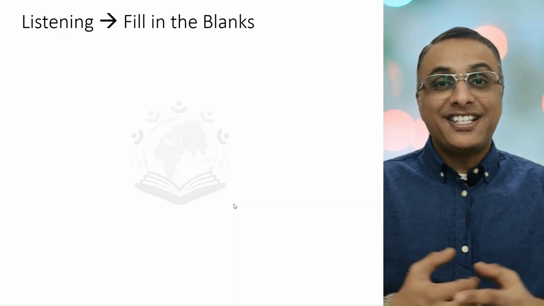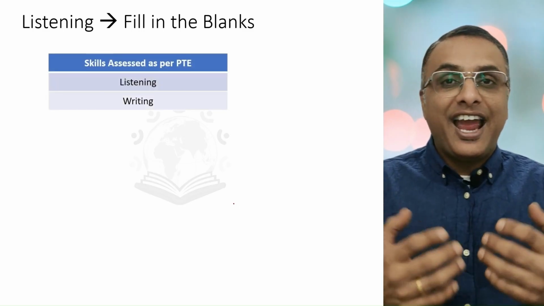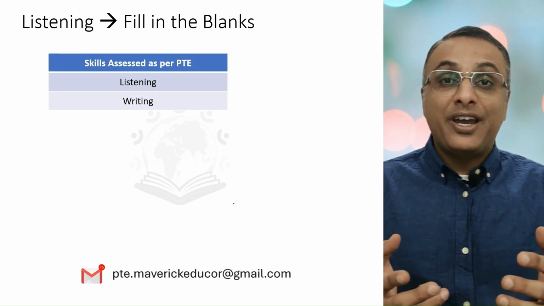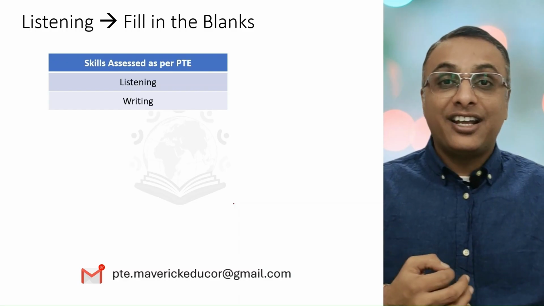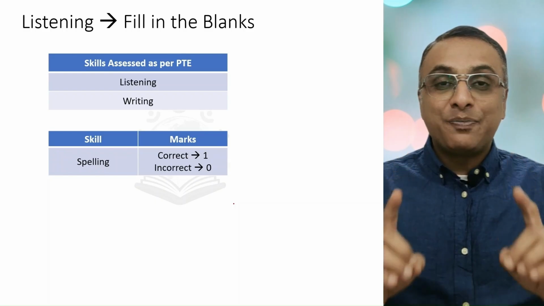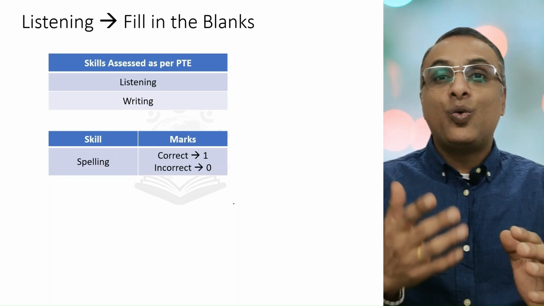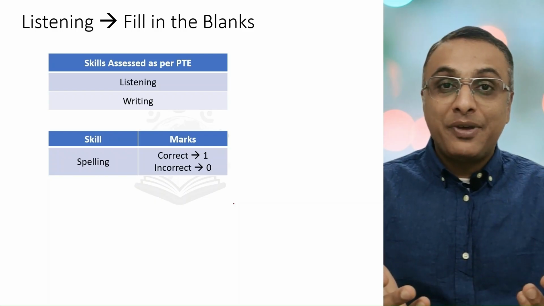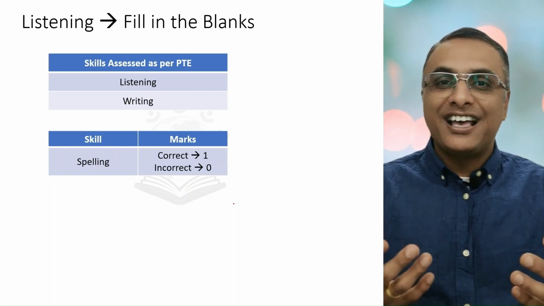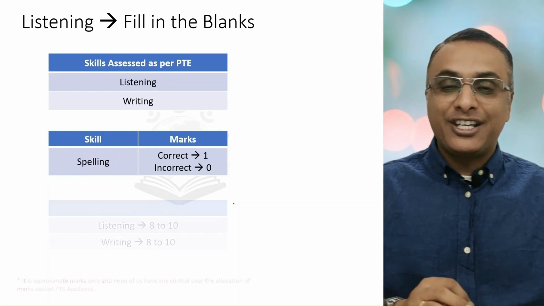Let's look at the skills assessed as per PTE scoring guidelines. PTE assesses your listening and writing skill. Remember, this is also an integrated task. That is why they are assessing your listening and writing skills. But marks are awarded only for your correct spelling. If you can type the correct spelling, PTE will award you 1 mark. If you type the incorrect spelling, it will award you 0 marks without any hesitation. It is as good as binary, either correct or incorrect. So make sure to type the correct spelling.